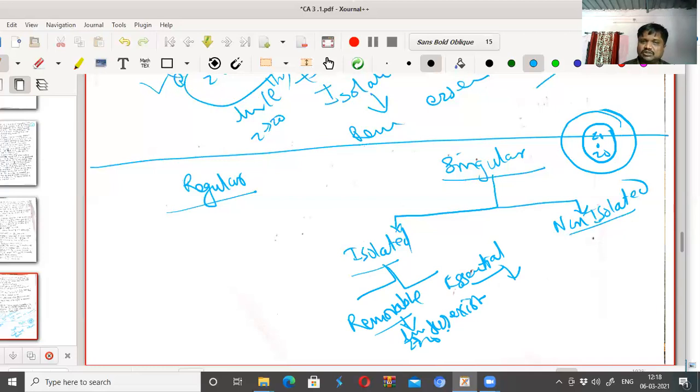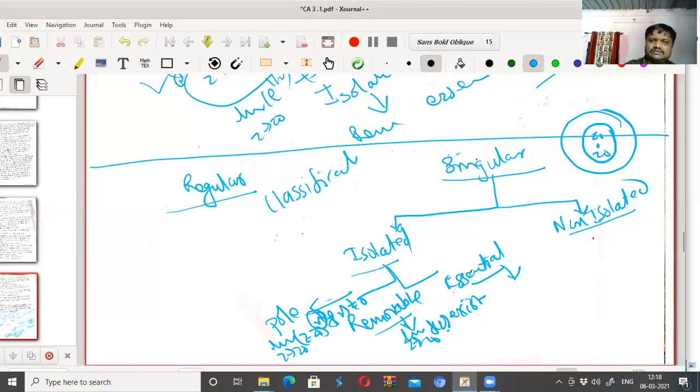And a pole is also an isolated singularity. We say f has a pole at z equal to z0 of order n if the limit as z tends to z0 of (z minus z0) to the power n times f(z) exists and is not equal to 0. This n must be the smallest. So this is about the classification of singularities. And examples we have discussed in the 2-3 lectures.